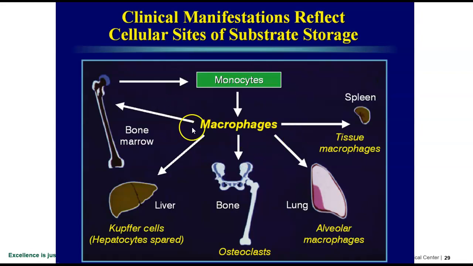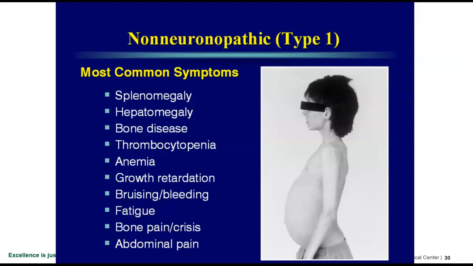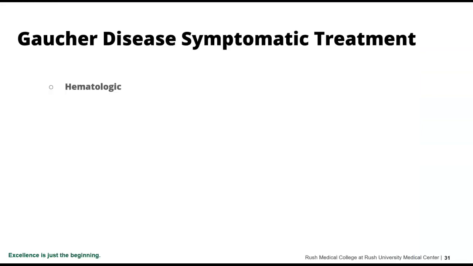The problem is the macrophages, because of this accumulation, cause issues, like avascular necrosis. The hepatocytes are spared, but Kupffer cells result in liver issues, osteoclasts cause bone issues, alveolar macrophages cause pulmonary issues, and the macrophages of the spleen cause inflammation and enlargement. So common features include hepatosplenomegaly, bone disease, thrombocytopenia, anemia, growth retardation, bruising, bleeding, fatigue, bone pain, and if your belly was that big, it would probably hurt.